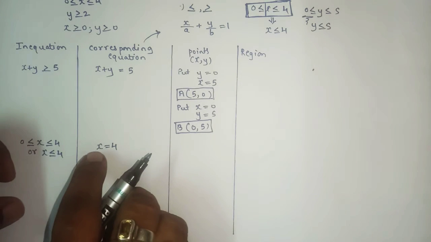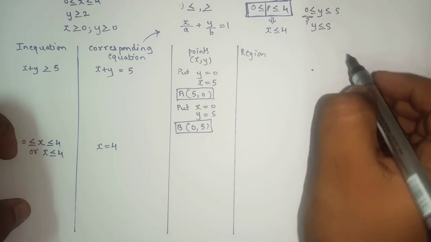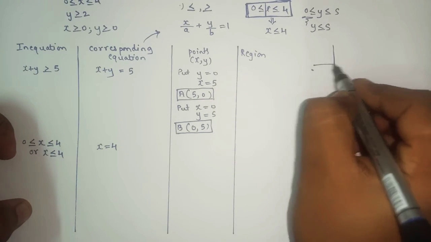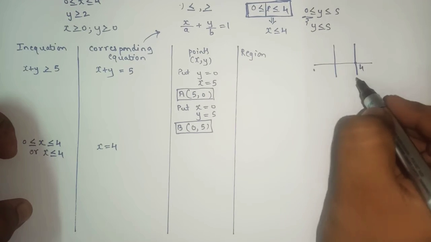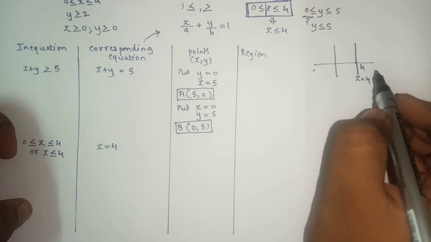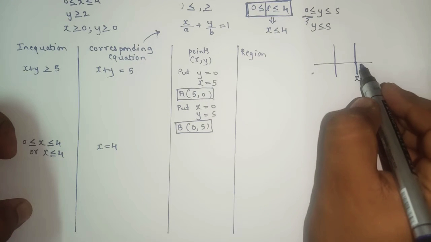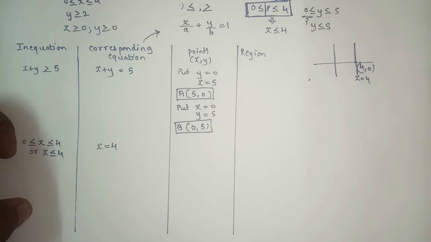X equal to 4 means what? X equal to 4 means the line will pass through x, but it will be parallel to y axis. Yes or no? And the coordinate for this point will be what? 4 comma 0.